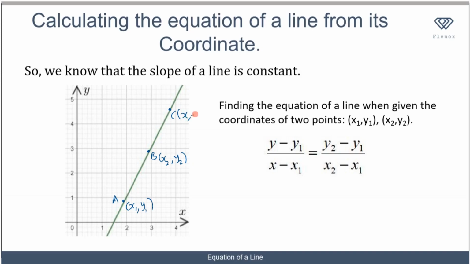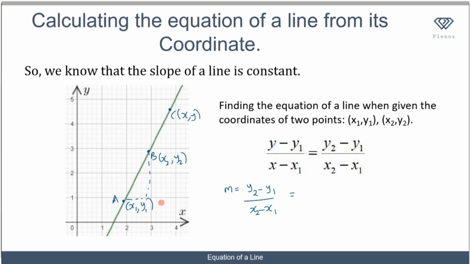Now if we want to find the gradient of this line, we need to identify 2 points. So let's assume we identify points A and B. We can calculate the gradient, which will be the change in y over the change in x, and in this case is going to be equal to y2 minus y1 over x2 minus x1.